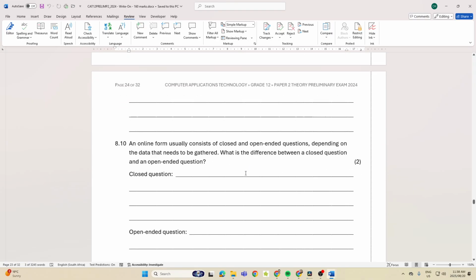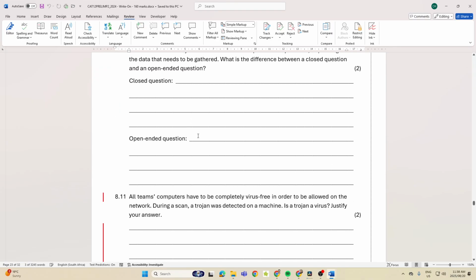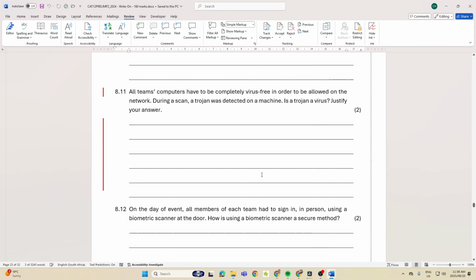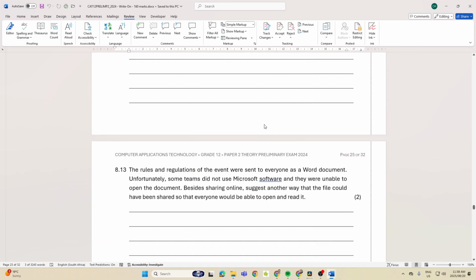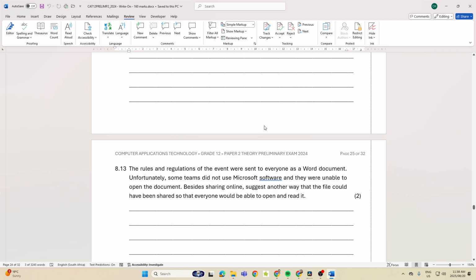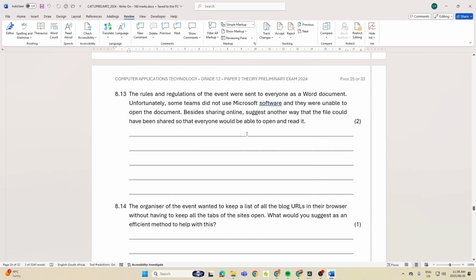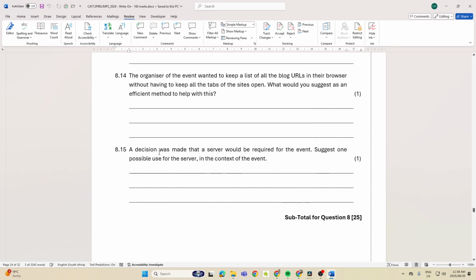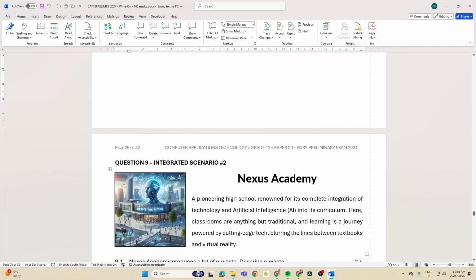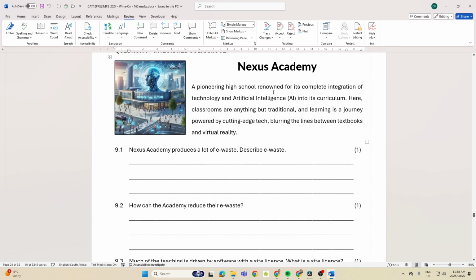So, yeah. Closed questions, open questions. Have we seen that? Yes. Trojans, viruses, malware. Have we seen that? Yes. Biometric scanning. Yes. Can you see the trend now? Are you starting to see the trend? Right? Blogs, URLs. One possible use for a server. So knowing what a server is, how it works. Here's another one on AI. So please prepare yourselves for that as well.